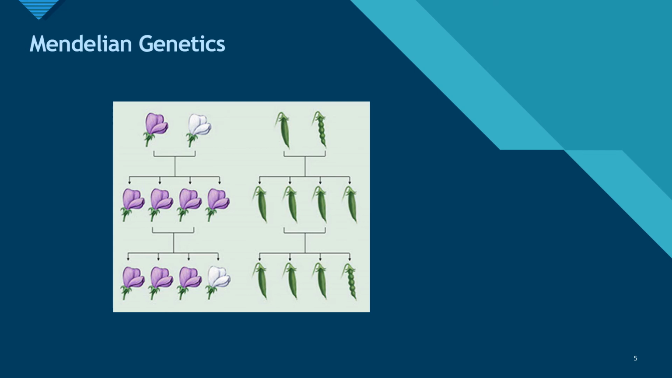In the next generation, when he crossed the purple flowers together, he actually got 3 purple and 1 white. He thought to himself, how is it possible that I had 1 white flower? Well, it's because the white flower from the original generation, the parent generation, was the recessive gene. So in the F1 generation, which was this one, all of these guys carried the recessive gene of white in order for this guy to be white.